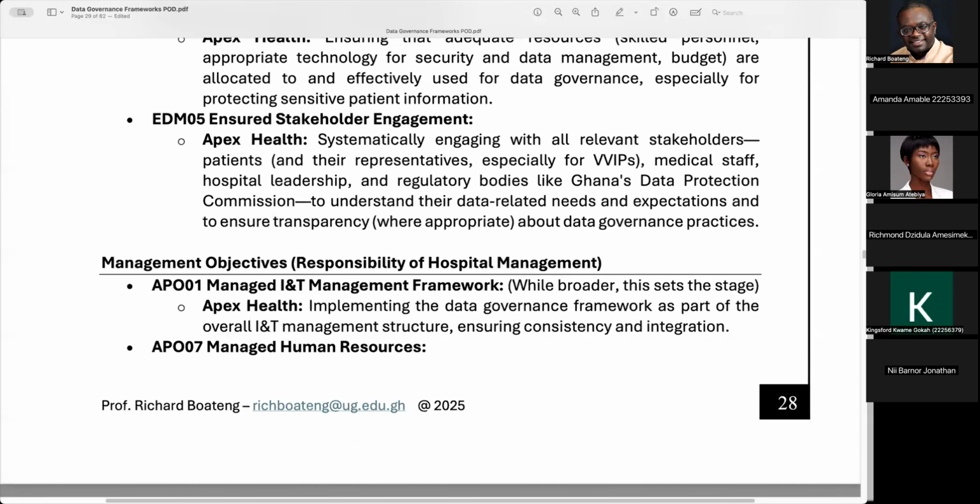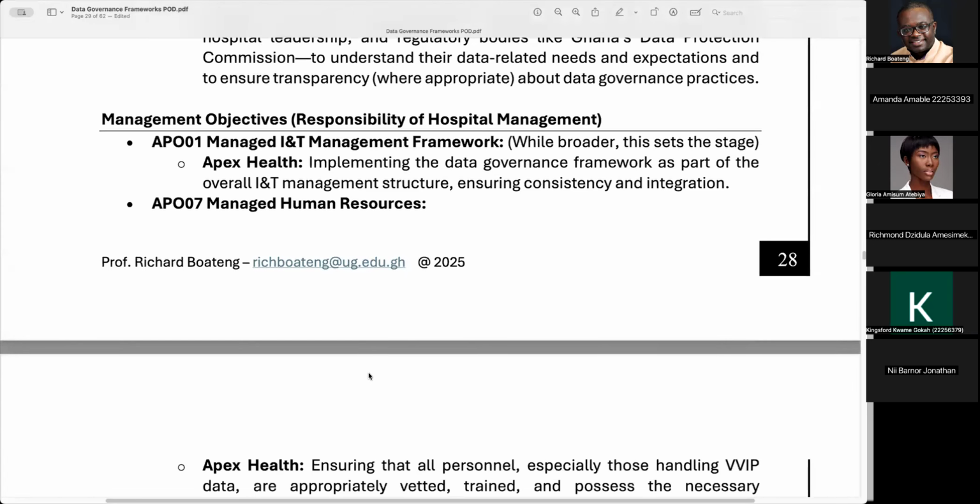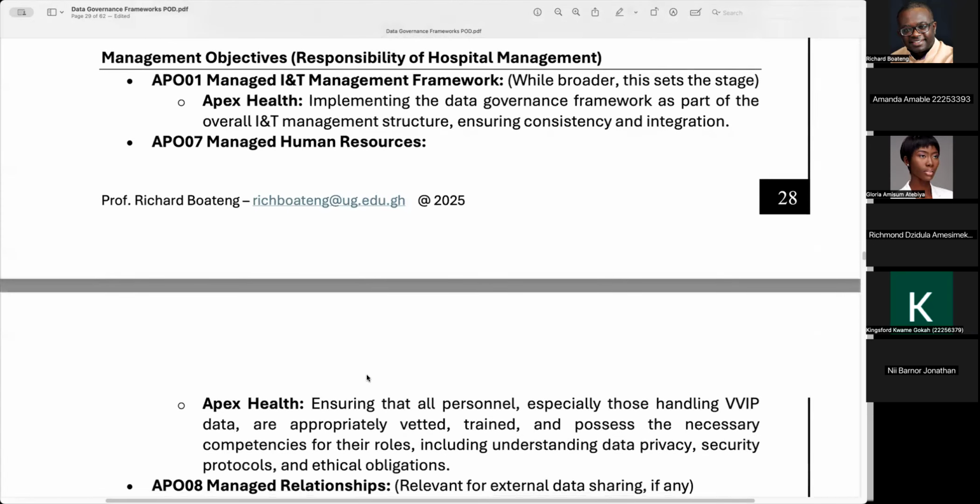Okay, those are the board-level governance objectives. What about the management objectives that COBIT defines for execution? There are several highly relevant ones. APO01, Managed IT Management Framework, is about implementing the specific data governance processes as an integral part of the hospital's overall IT and information management structure. APO07, Managed Human Resources, focuses specifically on the people aspect for sensitive data, ensuring rigorous vetting procedures, specialized training programs, and ongoing competency assessments for all personnel who handle VVIP data, covering privacy obligations, security protocols, and ethical conduct under pressure.